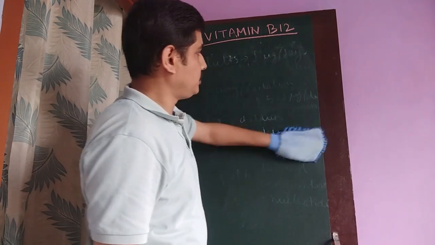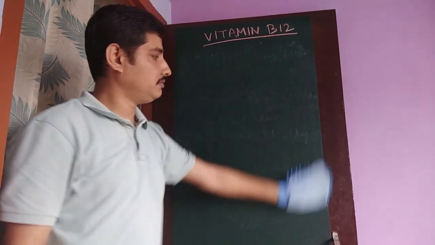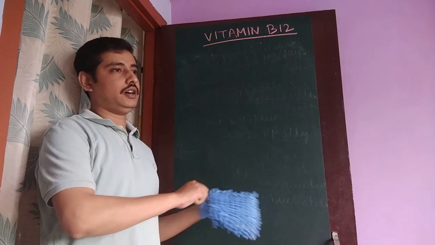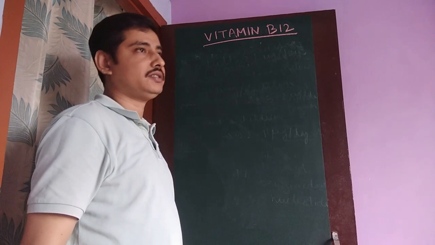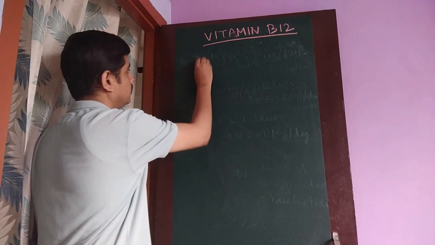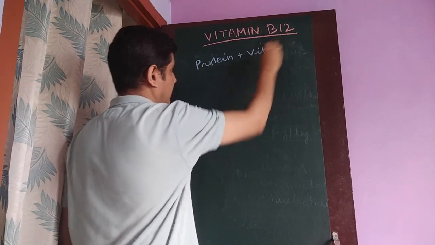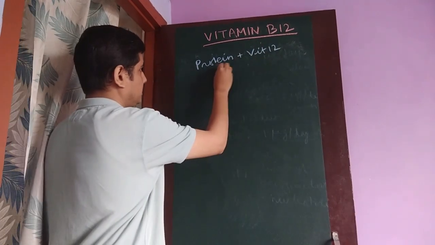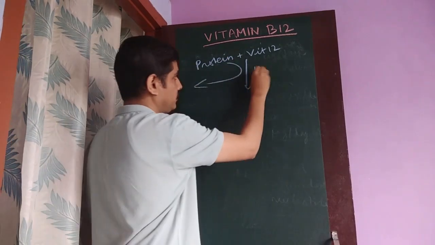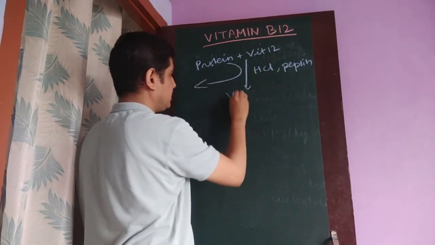Now the absorption of vitamin B12, transport and storage. We take vitamin B12 in the form of either methylcobalamin or 5'-deoxyadenosylcobalamin from animal sources, and it is bound to a protein. So protein-bound vitamin B12 we get in the diet. Then in the stomach, this protein part gets dissociated by the action of hydrochloric acid, pepsin, etc. Then vitamin B12 is released.